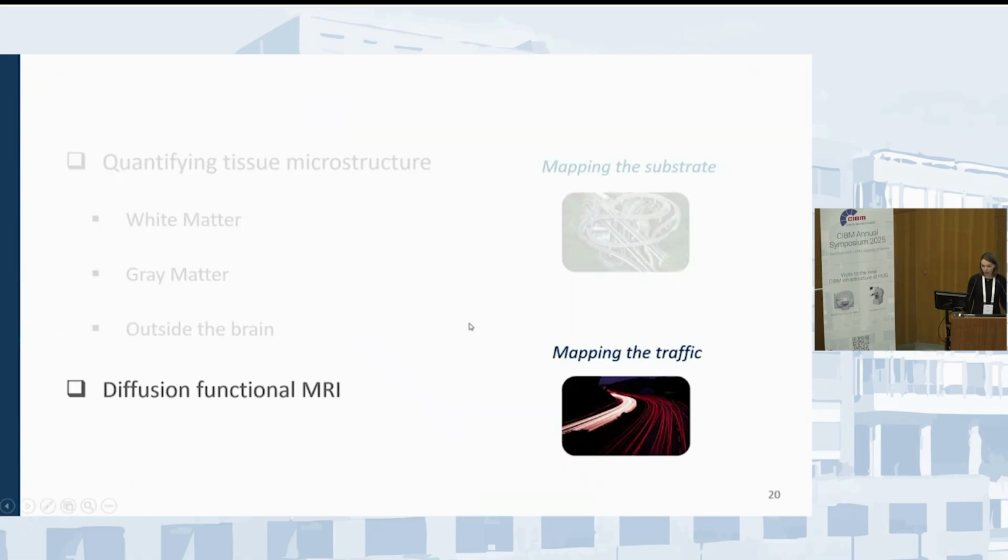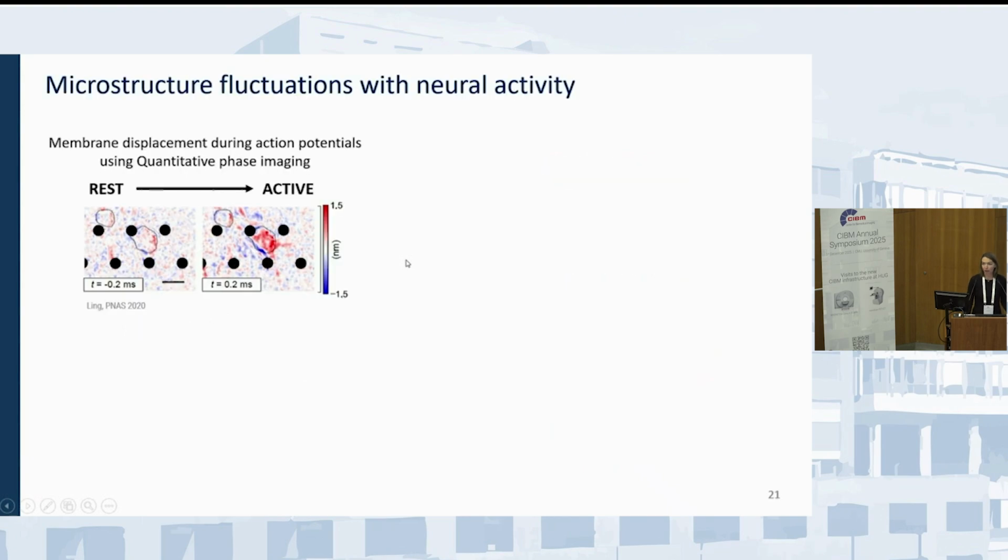So in the few minutes I have left, I just want to walk you also through our endeavor of a diffusion functional MRI to try to map traffic in the brain. And so to start off, before I even go into any MRI measurement, I just want to mention that with optical techniques, people have reported microstructure fluctuations with neural activity.